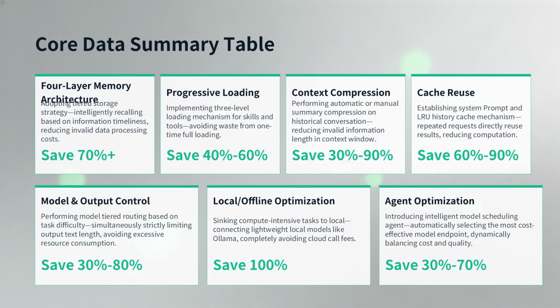This table summarizes all optimization mechanisms we discussed today and their expected savings. From 70% to 100%, different strategy combinations can bring huge cost savings. We hope this table serves as a quick reference for everyone when configuring and optimizing Hermes Agent in the future.